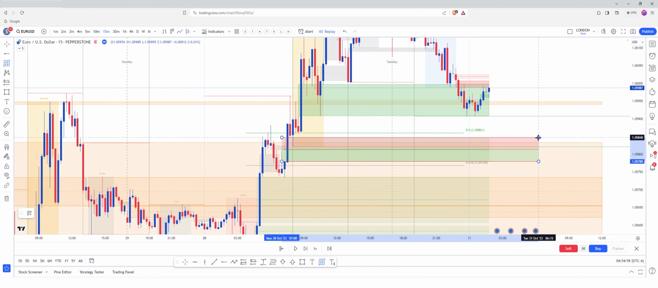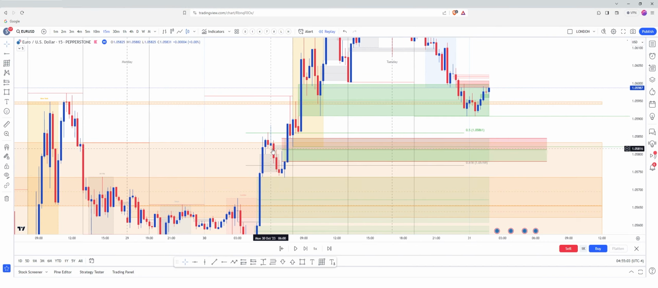Just beneath this. So we're just going to highlight this 15-minute fair value gap here. This fair value gap is within a bullish order block as well. So we've got some confluence here for a potential reversal if we do pull back, and that would also take us into a discount of this range, which would be nice.